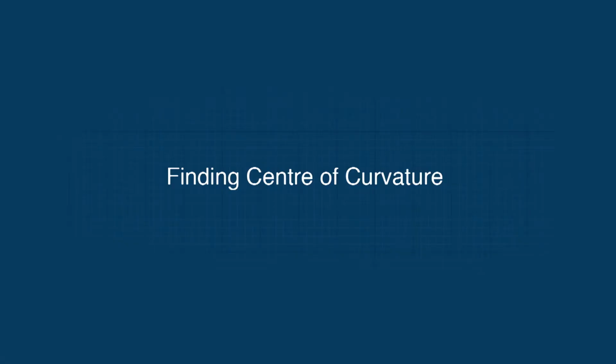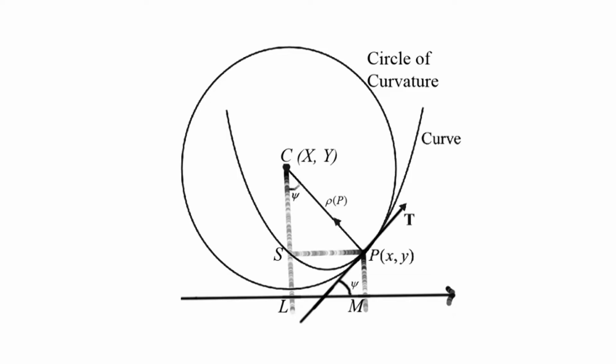Finding center of curvature. Let y equal to f of x be a curve and P with the coordinates (x, y) be a point on the curve where the radius of curvature is rho of P. Let the center of curvature C have the coordinates (X, Y) in uppercase letters. We are going to express X and Y in terms of the coordinates x and y. For this, we draw the circle of curvature at the point P with coordinates (x, y) with its center C (X, Y).